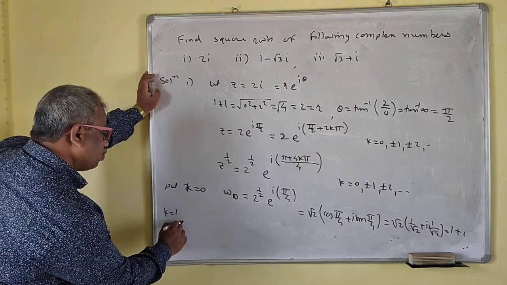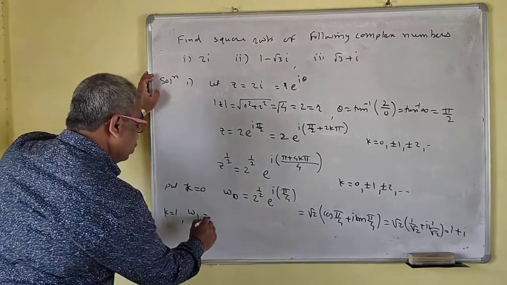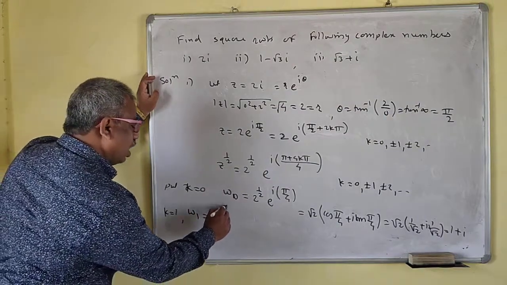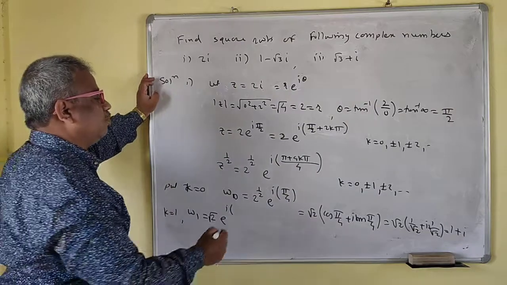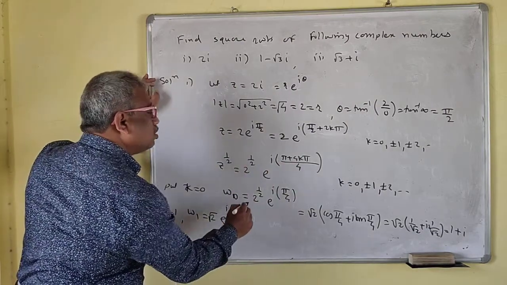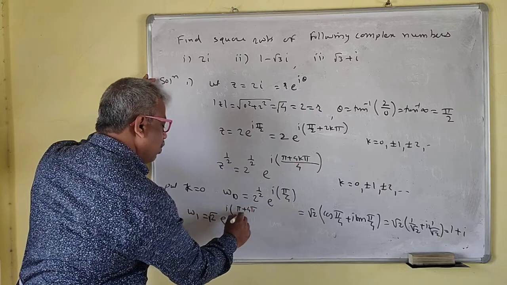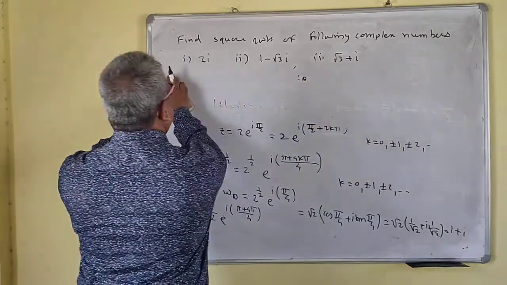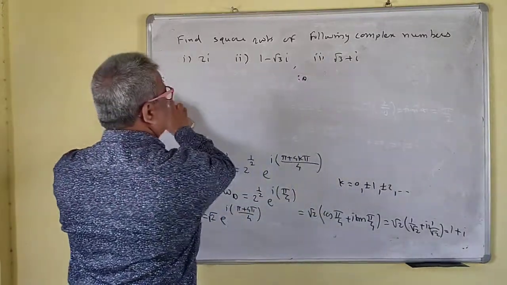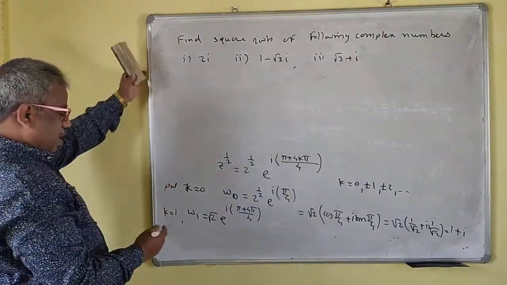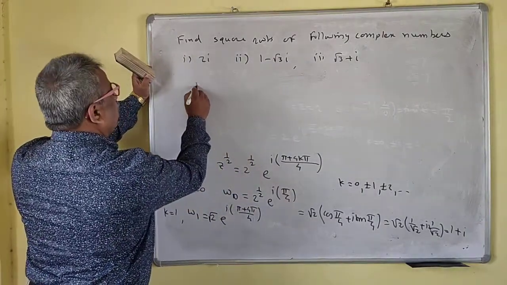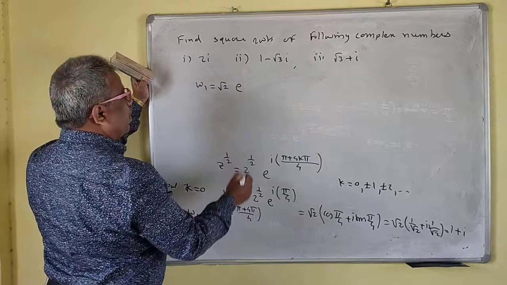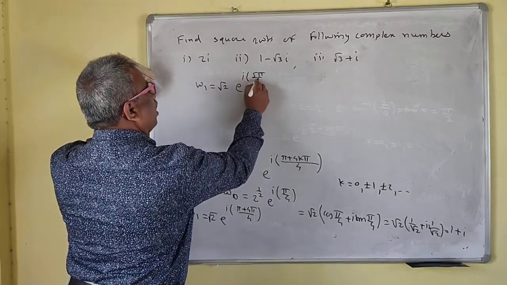So this is k is equal to 1. So ω1 is equal to 2 raised to half, the square root, e raised to i, and you have to put k is equal to 1 now. So π plus 4π upon 4. So ω1 is equal to square root of 2 times e raised to, what is this? 5π by 4.